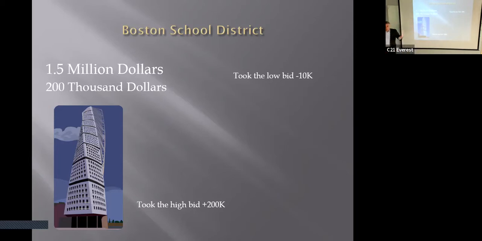So in this meeting, it was a 1-hour meeting. They were supposed to have spent the majority of the time talking about this $1.5 million item. But of this 1-hour meeting, they spent 57.5 minutes talking about this. Then they spent 7.5 minutes on this. So the meeting went over. Okay. 57.5 minutes talking about this. They took the low bid and saved $10,000. 7.5 minutes talking about this and took the high bid. So they spent an extra 200.